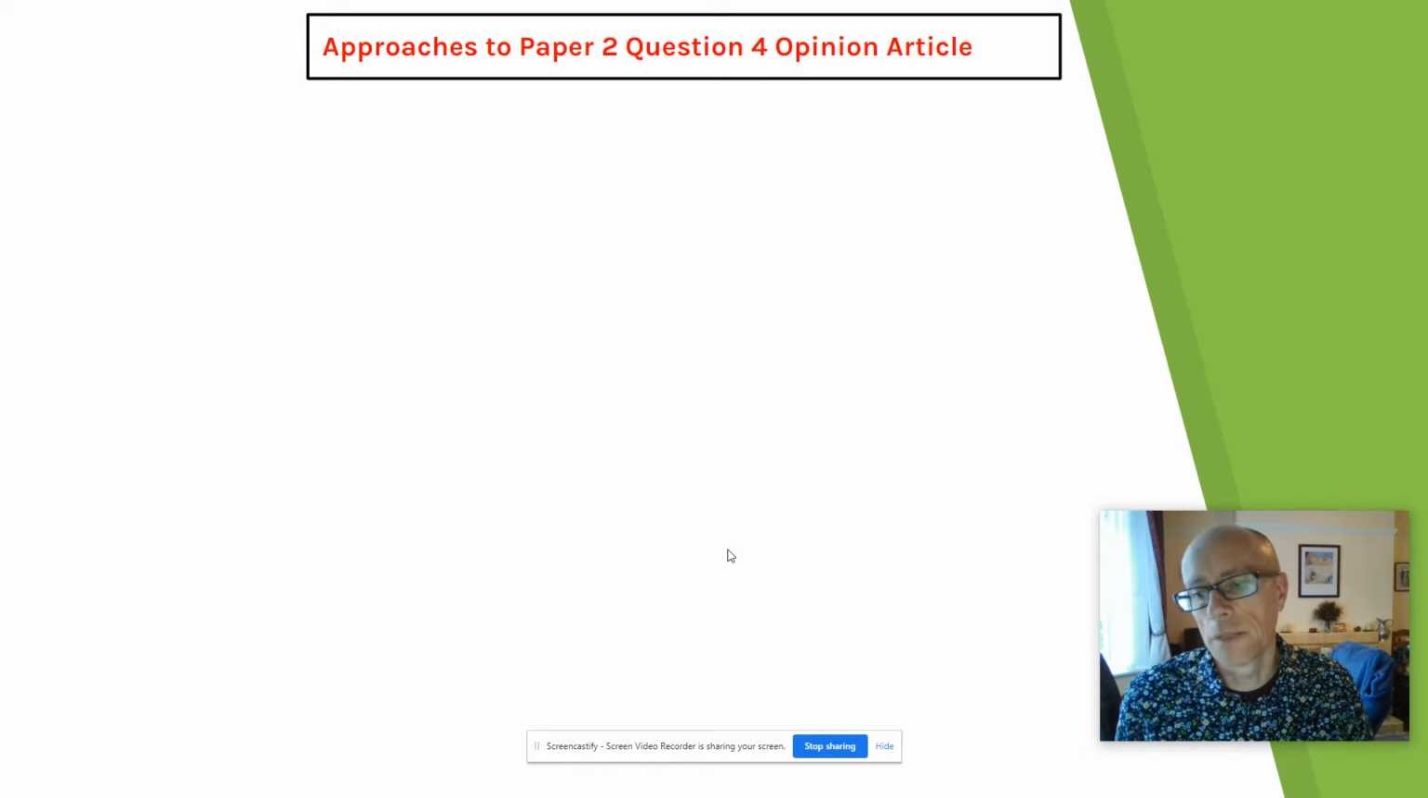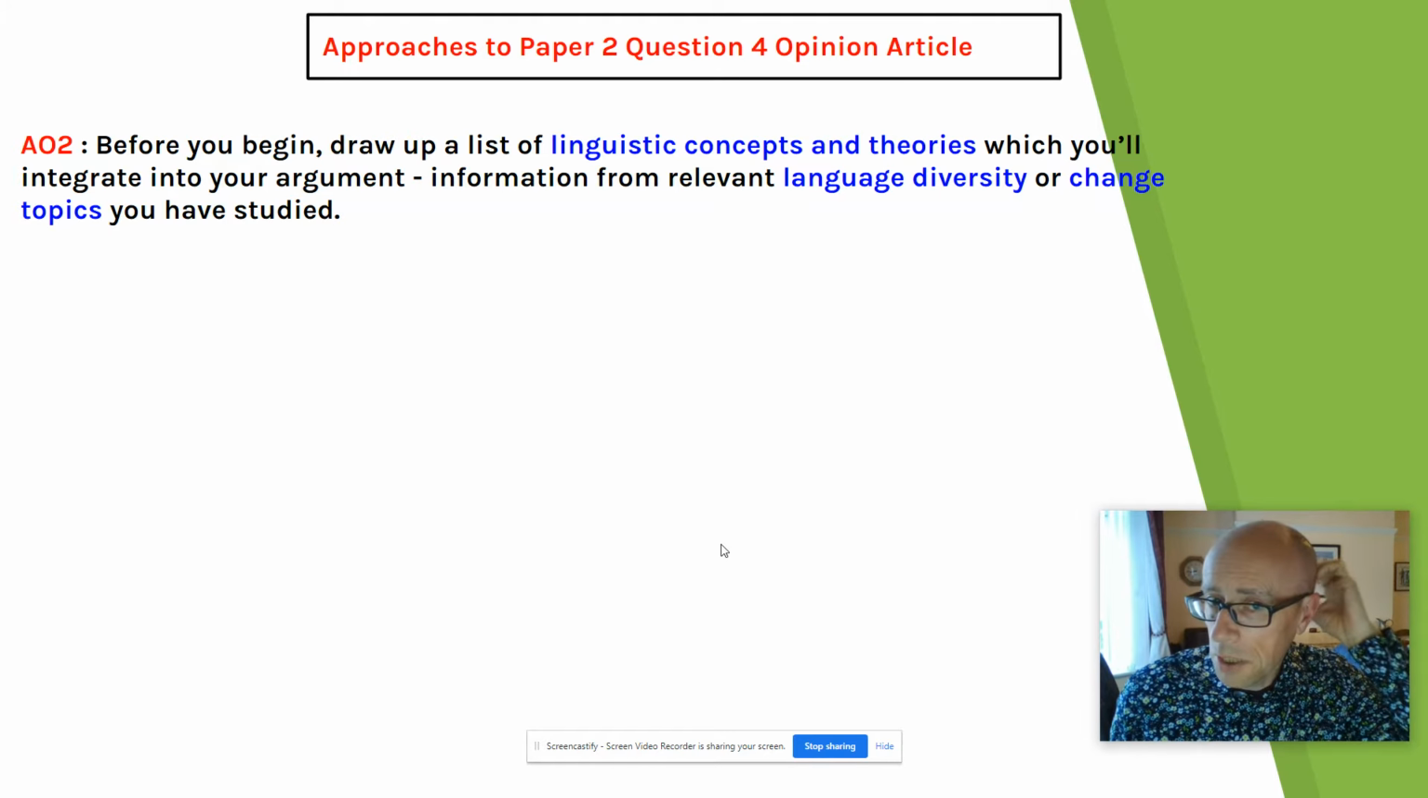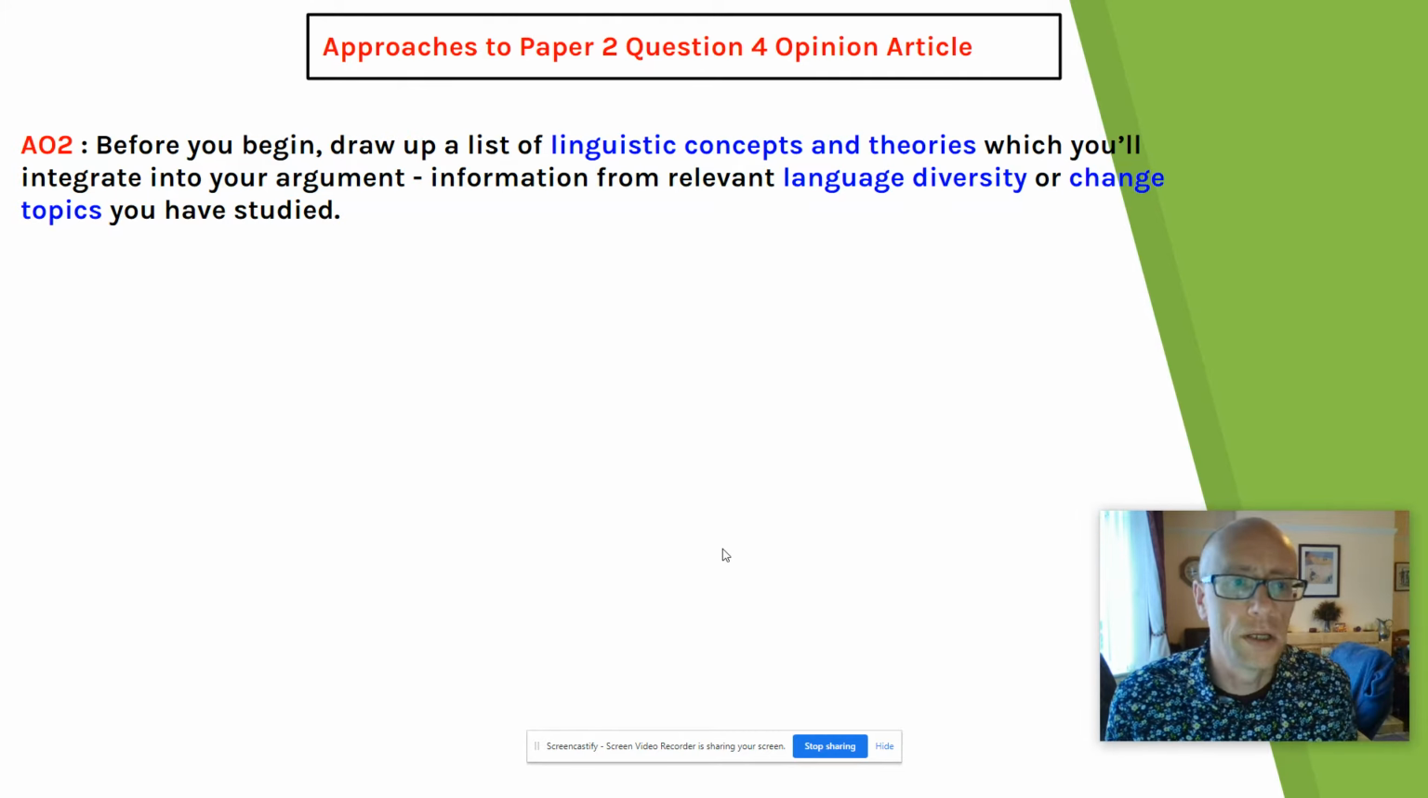Okay, so let's talk a little bit about approaches towards this question 4. Before you begin, you need to get a hold on what are those linguistic concepts and theories which you are going to integrate into your arguments. Obviously, you can't just make it up as you go along. You need to be working to a formula. You need to have planned beforehand 6, 7 or 8 different linguistic ideas and concepts that you're going to be explaining in your article.